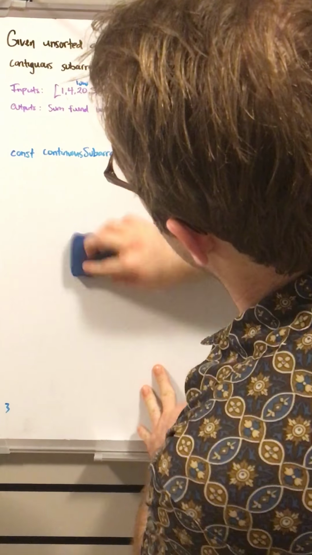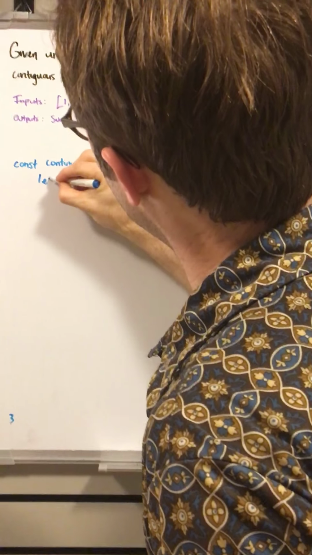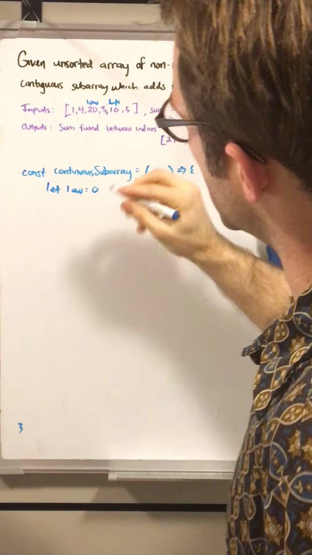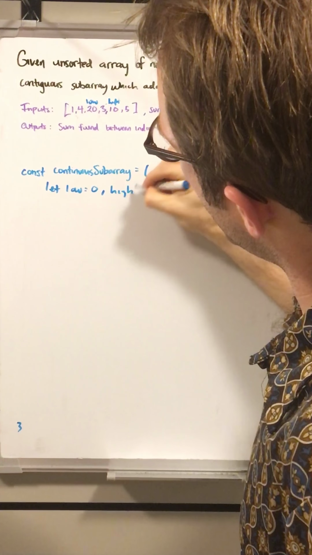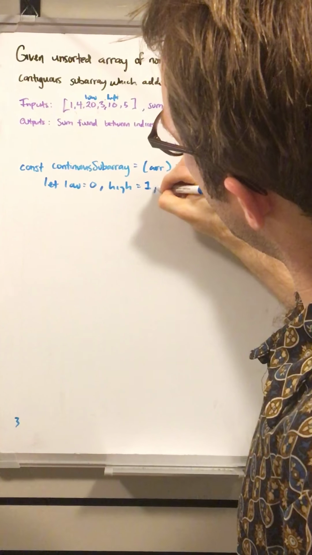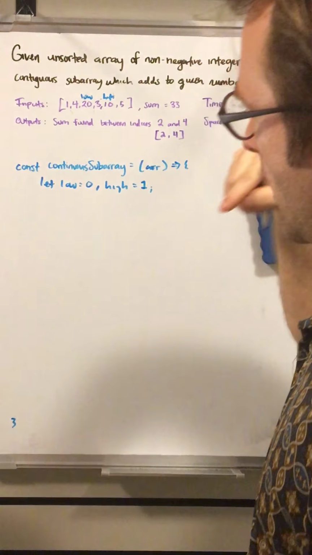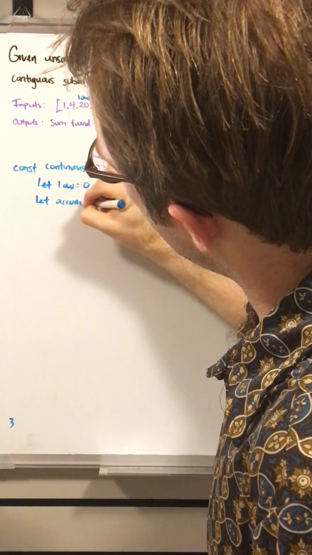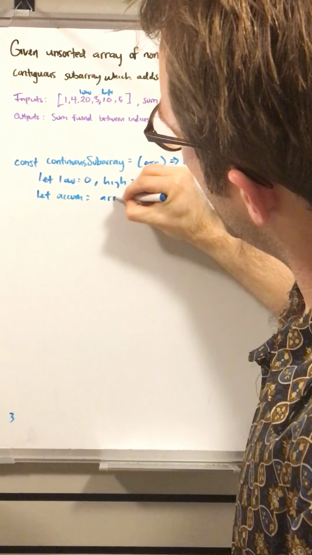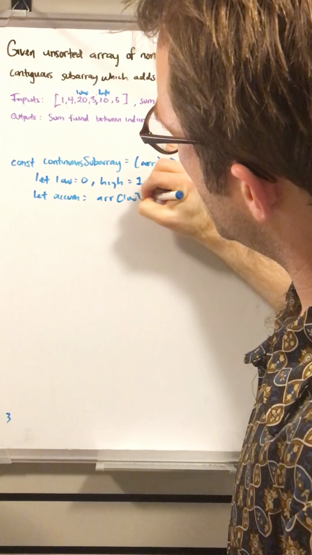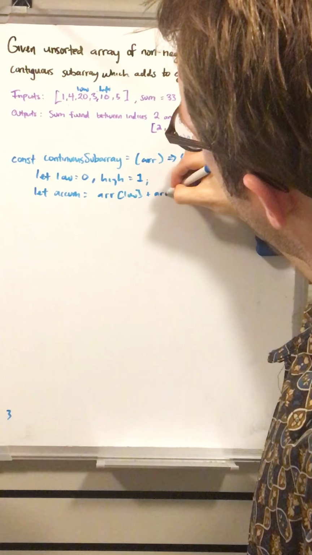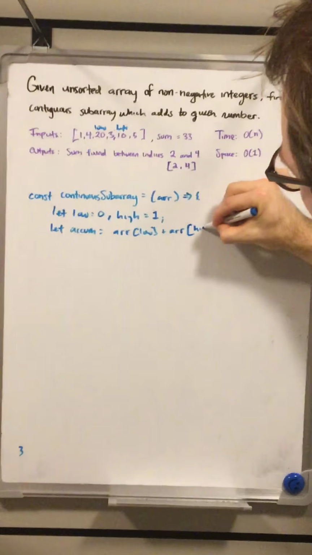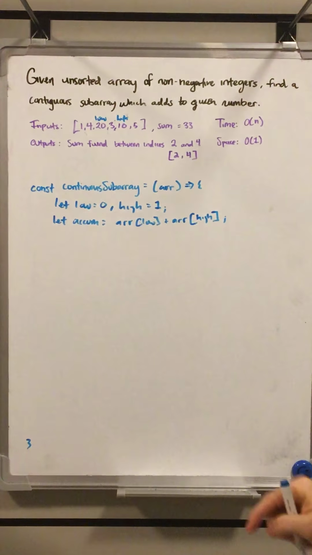So let's do that. So we're going to say let low be equal to 0, because we're going to start at the 0th. We're going to say high is equal to the 1st. And we're going to have an accumulator variable. And we're just going to set it equal to array at low plus array at high, which just means the elements at the 0th and the 1st position starting out.